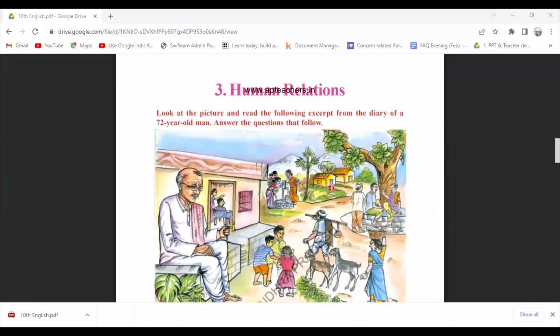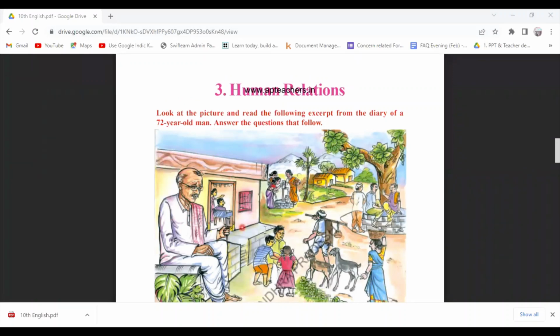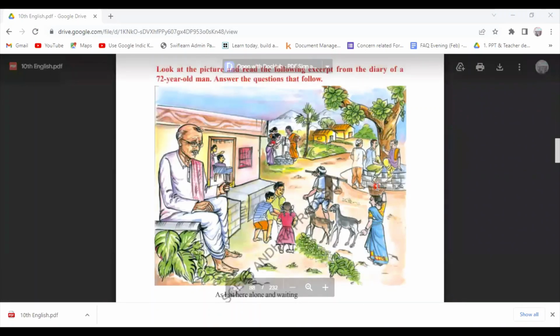So now, what is this sheet called? This sheet is called the face sheet. The above sheet which I showed you before is the style sheet, and this is the face sheet. See the question here. What is given is the name of a unit, or the theme of the unit, nothing but human relations. Now they're asking you to look at the picture and read the following excerpt. That means some lines will be given, taken from a particular part of a diary entry. This is taken from the diary entry of a 72-year-old man.